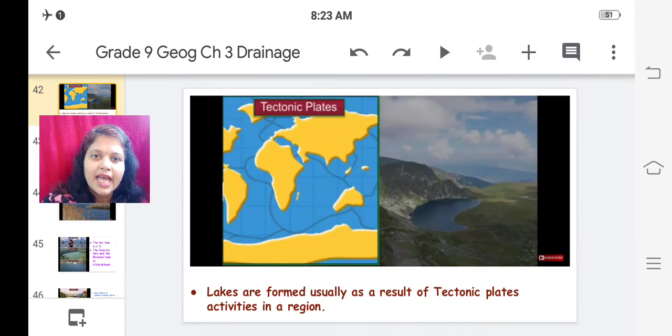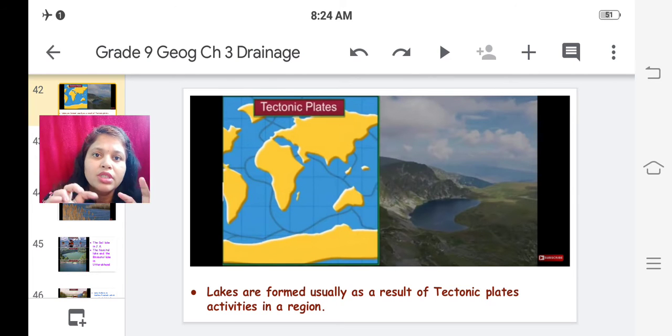Hello children, now let us move towards the last part of this chapter, drainage. In this we are going to deal with lakes and river waters. Lakes are formed usually as a result of tectonic plate activities in a region. Tectonic plates means the earth's crust. When it moves a little bit, these actions we had learned in our previous chapter, physical features of India.